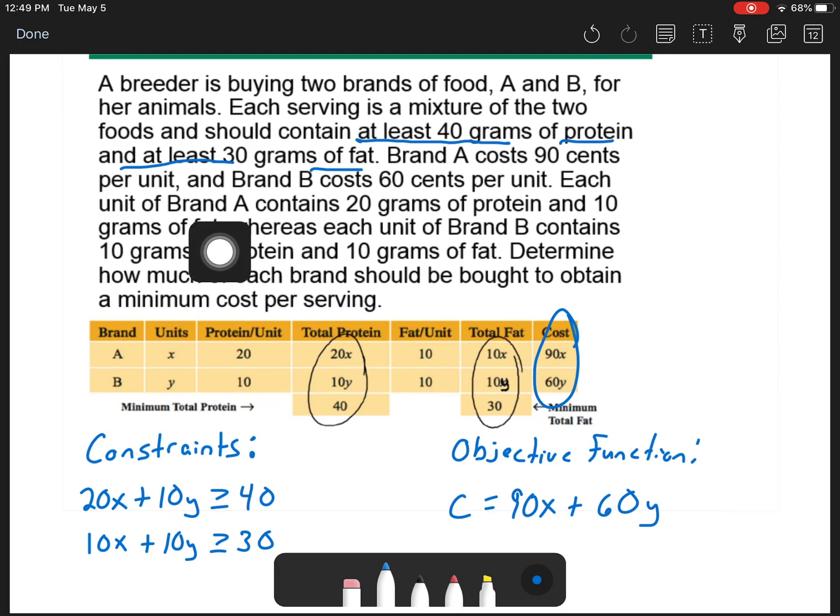Each unit of brand A contains 20 grams of protein and 10 grams of fat, whereas each unit of brand B contains 10 grams of protein and 10 grams of fat.